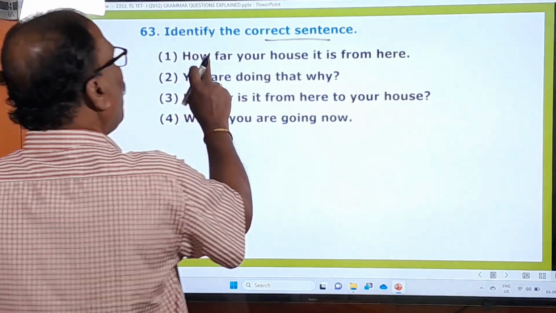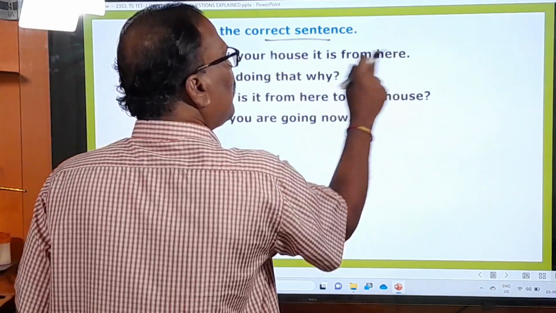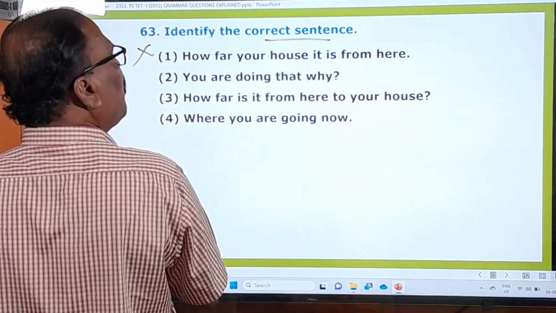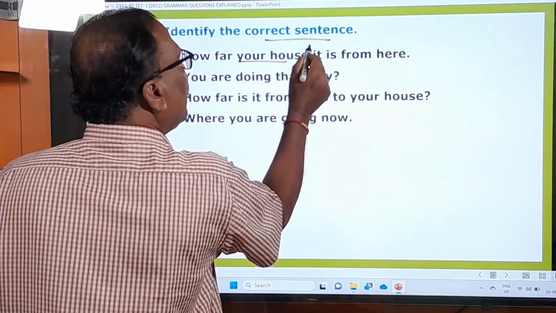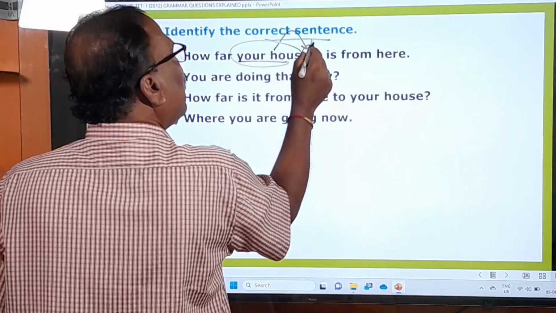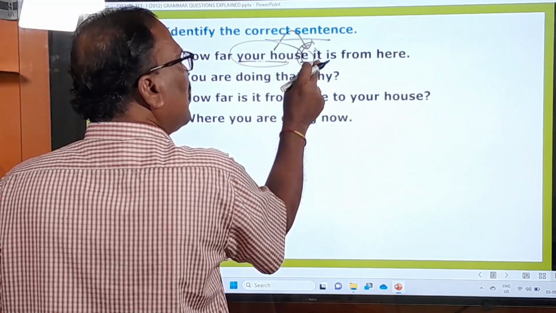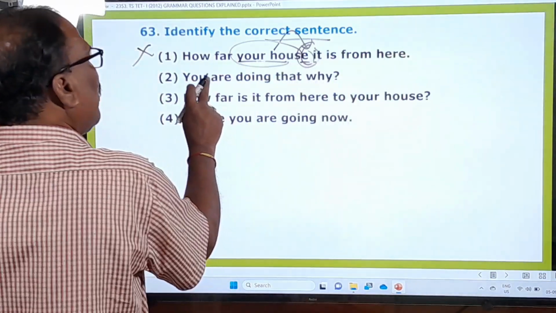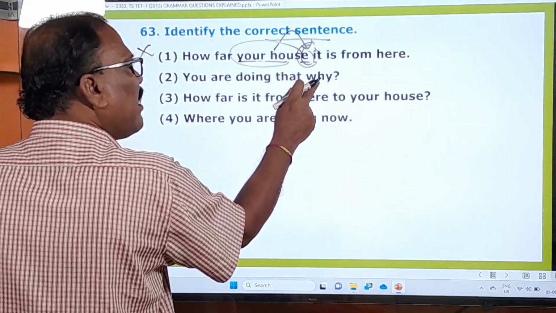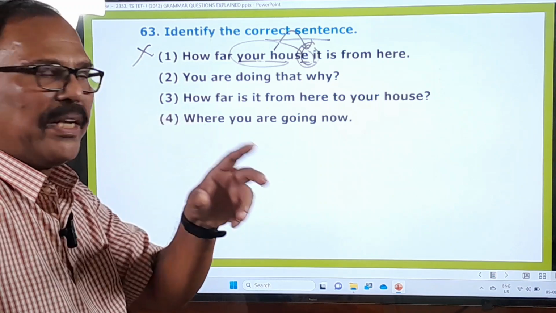And here see how far your house it is from here. So this is wrong, because here your house and it, two subjects are used here, and therefore it is wrong. And here you are doing that. Why? So this is a broken English sentence.